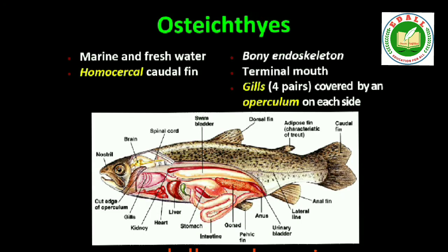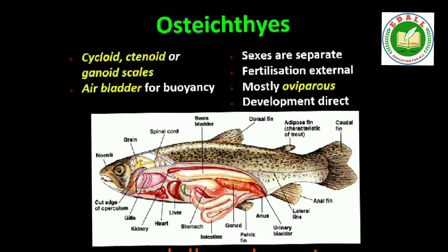Third is class Osteichthyes. It includes both marine and freshwater fishes with bony endoskeleton. Their body is streamlined. Mouth is mostly terminal. They have 4 pairs of gills which are covered by an operculum on each side. Skin is covered with cycloid, ctenoid scales. Air bladder is present which regulates buoyancy.